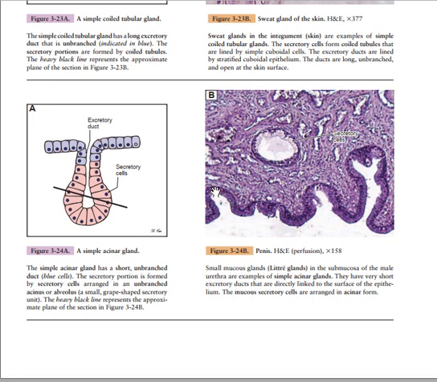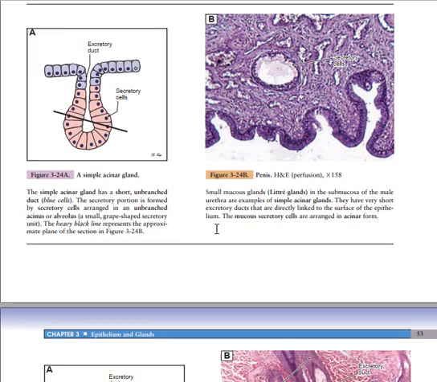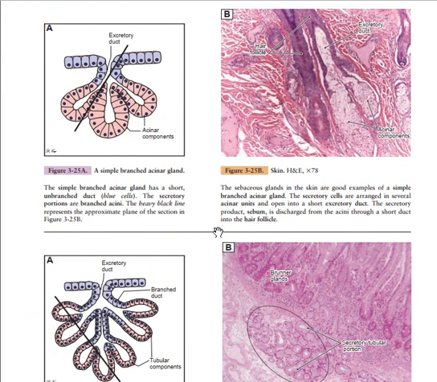Here around are the secretory cells, and here it is connected by the excretory duct into the lumen. Is it clear? So we have simple acinar glands, much more located in the glands of Littre inside the submucosa of the male urethra. That's an example. Now the simple branch acinar gland.